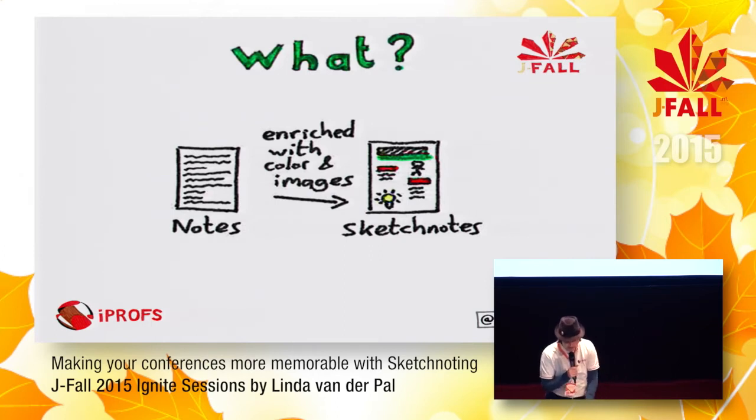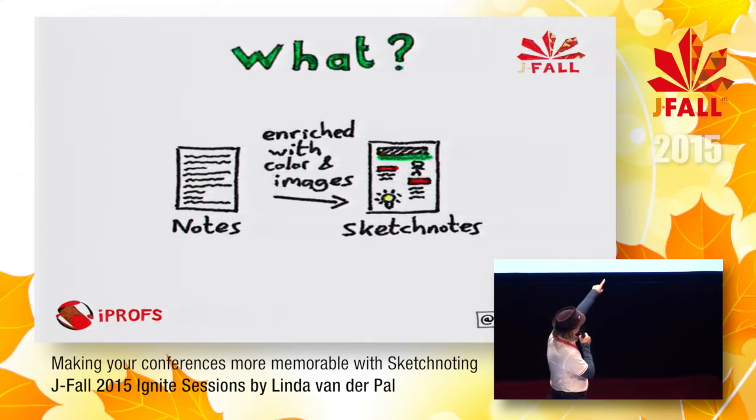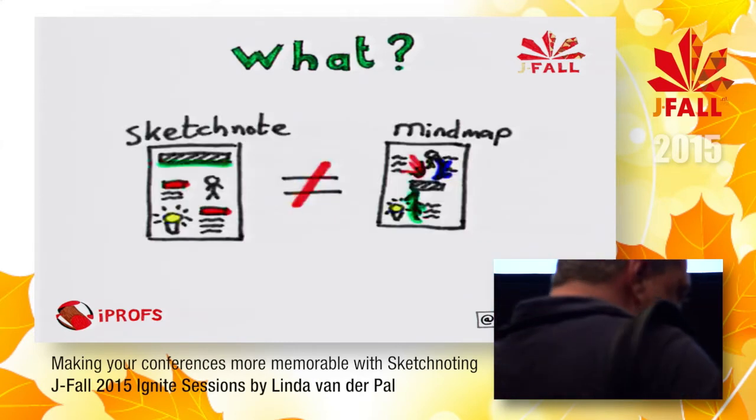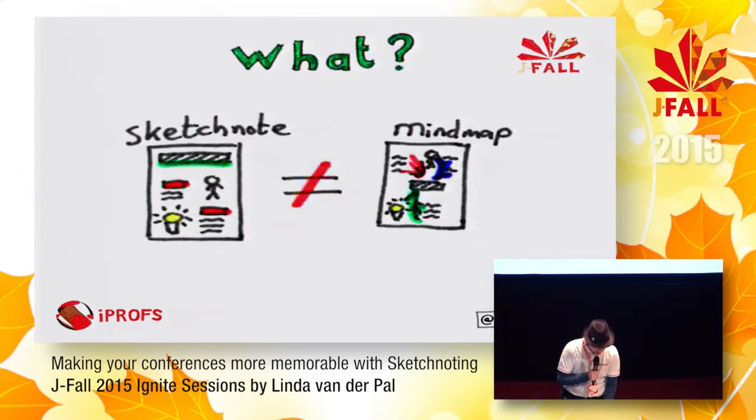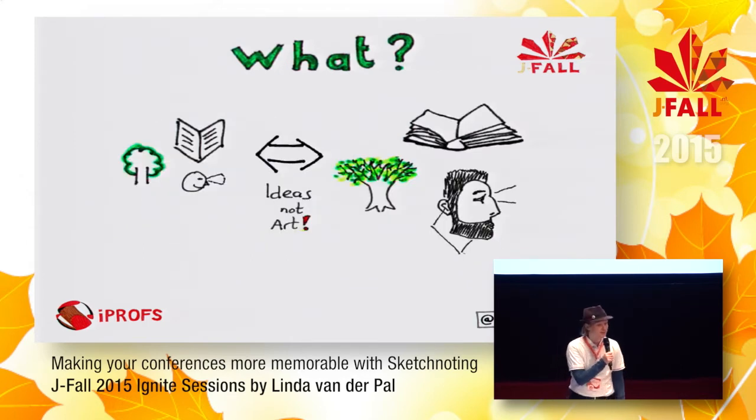So what are sketch notes? Sketch notes are regular notes enriched with color, images, structure, arrows, lines. So pretty much anything you can see in the tiny little sketch there. Sketch notes might remind you of mind maps. You've probably heard of those. So you might wonder what the relationship is. Well, for me, a mind map is sort of like an element of the group of sketch notes, of the collection. So a mind map is a sketch note, but a sketch note is not necessarily a mind map.